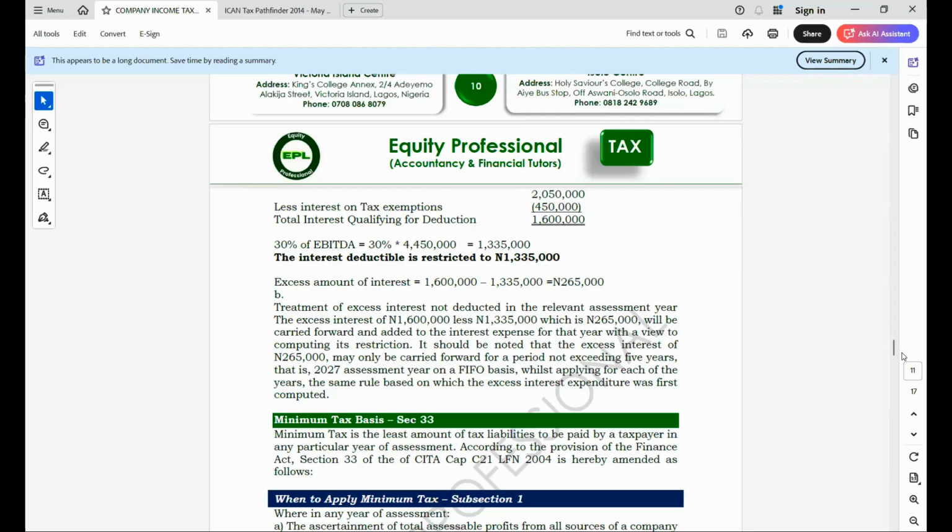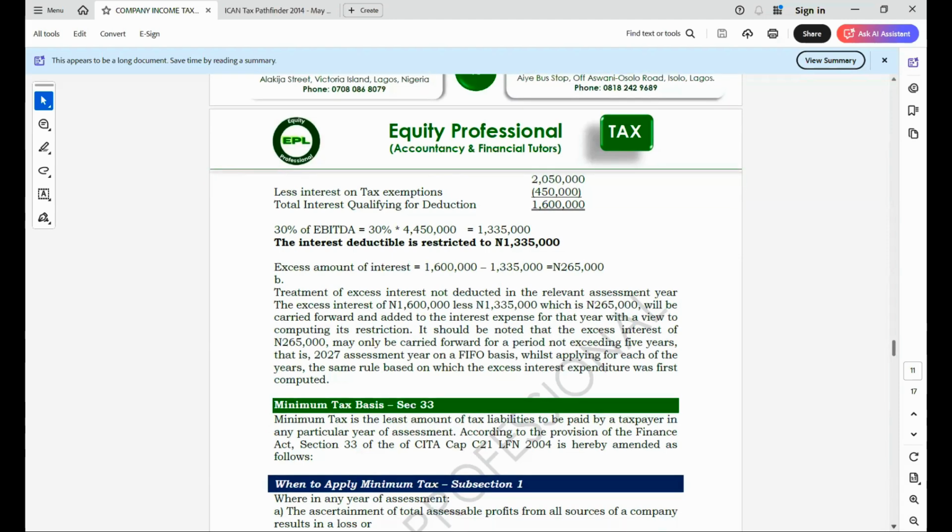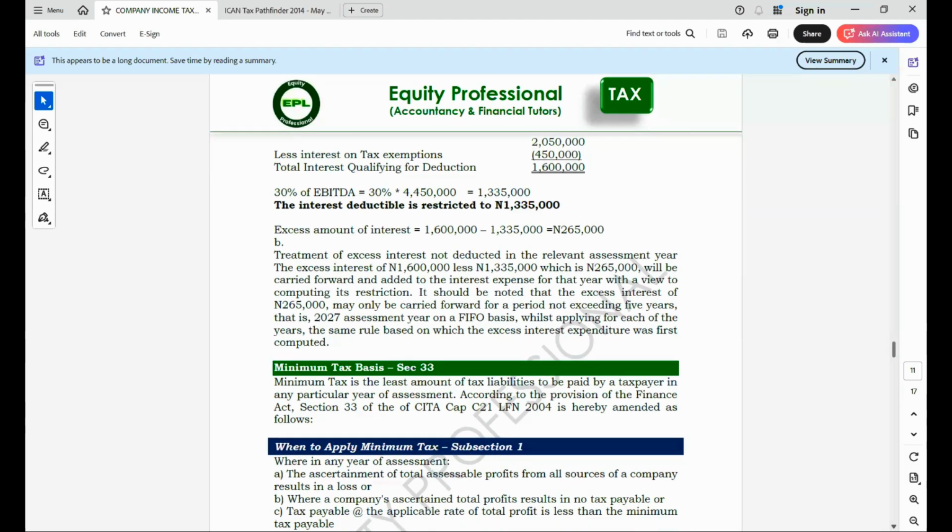So when are we supposed to adopt this minimum tax? The minimum tax is adopted under 3 scenarios. The first one is where the ascertainment of total assessable profit from all sources of a company results in a loss. We get our assessable profit after we have done adjustments using either the net profit approach or the turnover approach. So where, after you did the adjustment, the figure you arrive at happens to be a loss, instead of having a profit, the figure is giving you a loss.